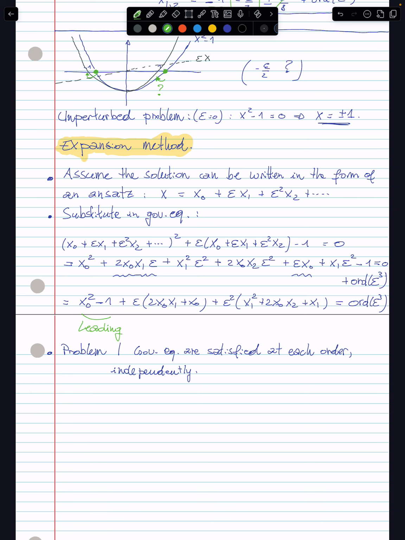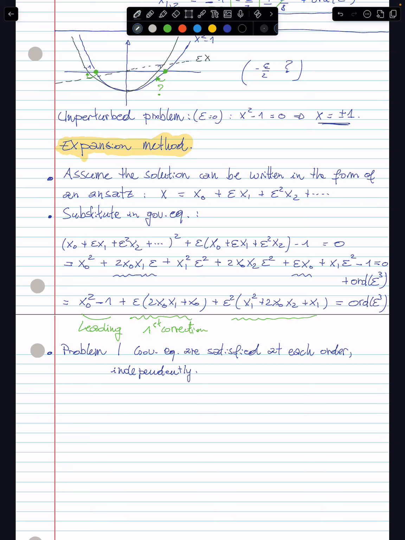And if you were able to take some sort of magnifying glass and look at what happens at the next order, the first correction or second term, you would say, okay, at that scale the problem is also balanced. The governing equations are also satisfied independently at that order. And you do the same again, taking another bigger magnifying glass and looking at other scales. As you go smaller and smaller in the scales, the problem is satisfied at each scale.